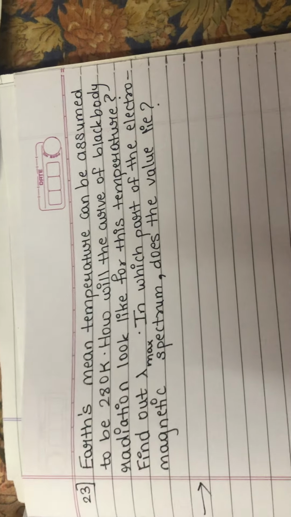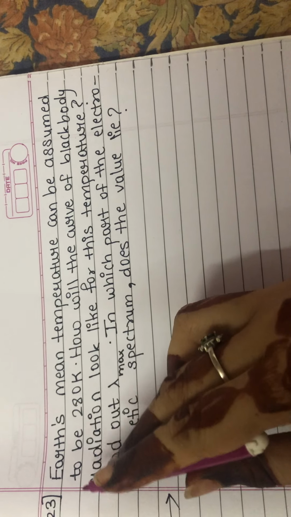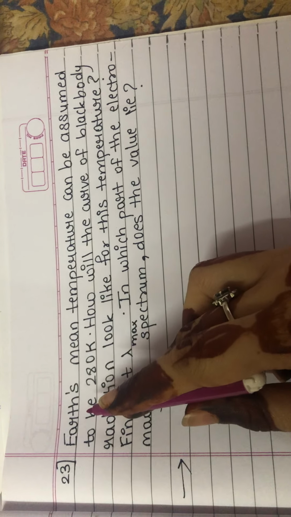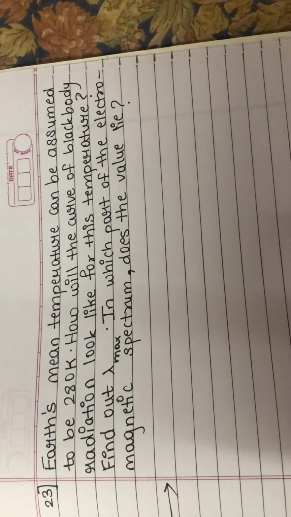Now numerical number 23 is the last numerical. Numerical number 25 is the last one, but I'll be uploading this at the last. So that's the reason I'm telling this as the last one.